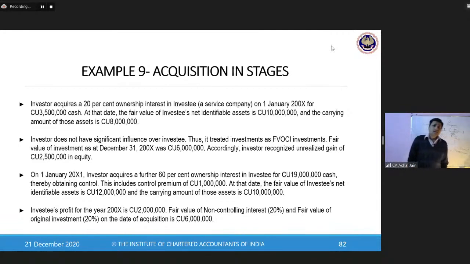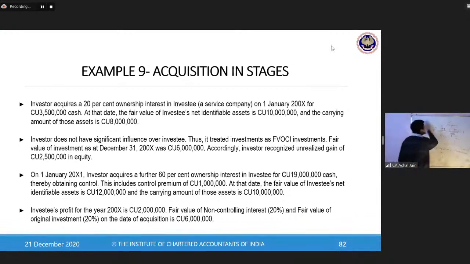Investor acquires 20% ownership interest in investee. Who is an investee? A service company. On 1st of January 2000X for 3.5 million cash. So the purchase consideration paid to acquire 20% interest is 3.5 million. At that date, fair value of investee's net identifiable assets is 10 million and carrying amount of those assets is 8 million.